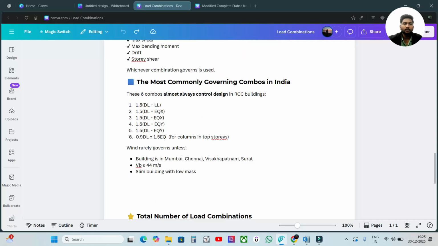Okay, the most commonly governing combos in India. These 6 combos almost always control the design and are used in RCC buildings. They are 1.5 times dead load plus live load, 1.5 times dead load plus earthquake in X, then earthquake in minus X, plus Y, then earthquake in Y, minus Y, and we take a factor of 0.9 dead load plus or minus 1.5 earthquake for the columns in the top stories. Okay, these are basically for the columns in the top stories.